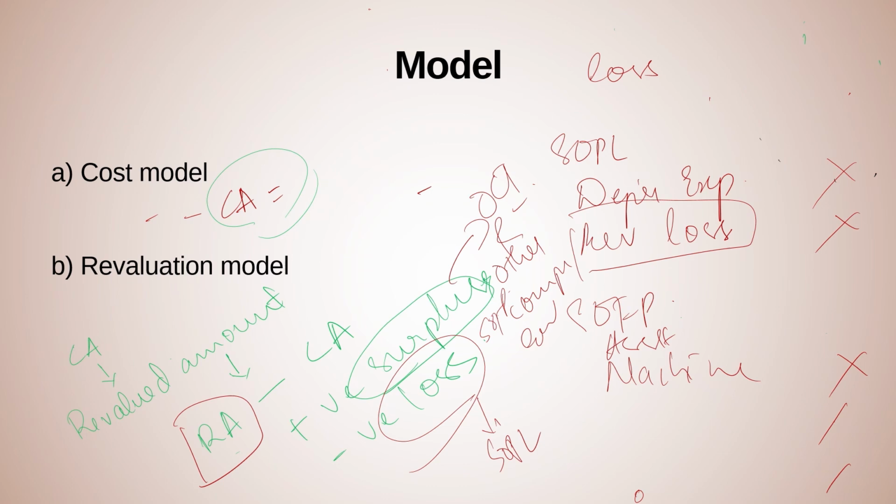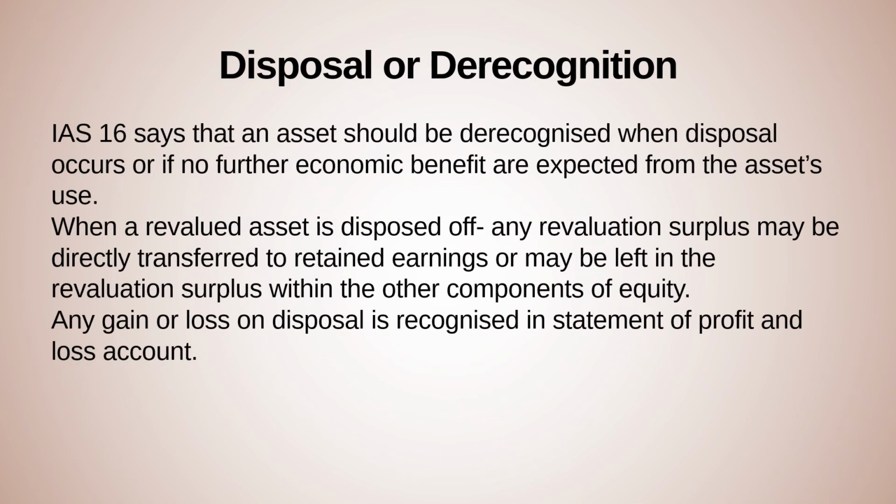Okay, I hope everyone understood how to calculate under cost model and revaluation model in terms of property, plant and equipment. Next, disposal or derecognition. Disposal means an asset which you have bought. A company has bought that asset, machine, and you are disposing it or derecognizing it from the financial statement.